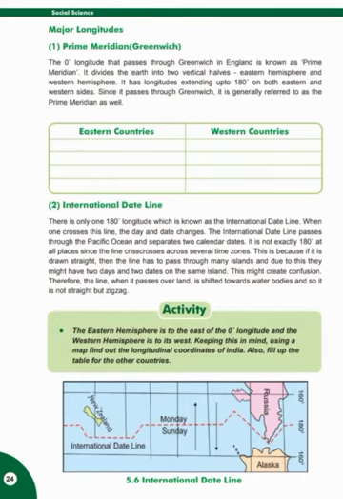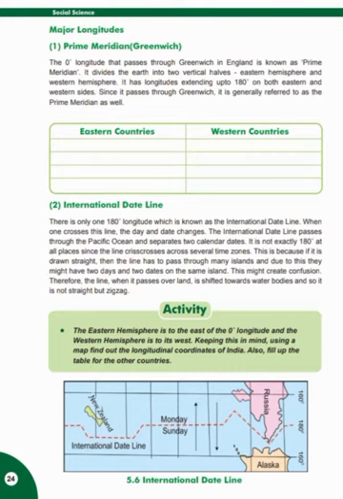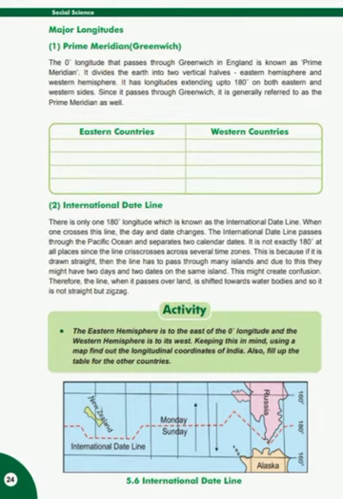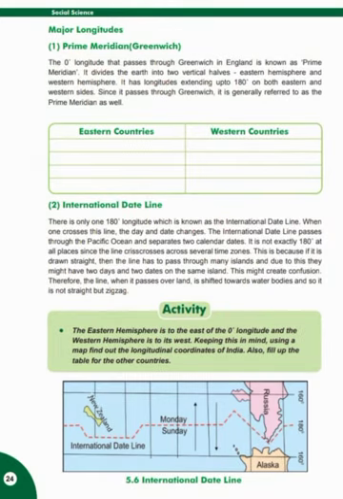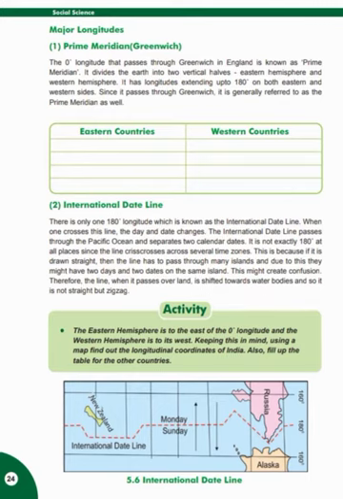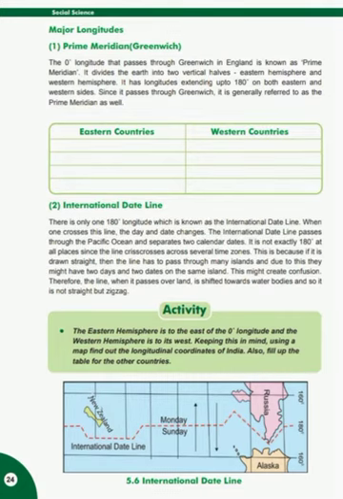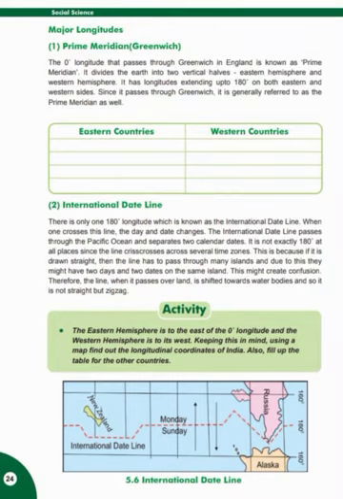Major longitudes. Number 1. Prime meridian, Greenwich. The 0 degree longitude that passes through Greenwich in England is known as the prime meridian. It divides the earth into two vertical halves, eastern hemisphere and western hemisphere. It has longitudes extending up to 180 degrees on both eastern and western sides. Since it passes through Greenwich, it is generally referred to as the Greenwich meridian as well.